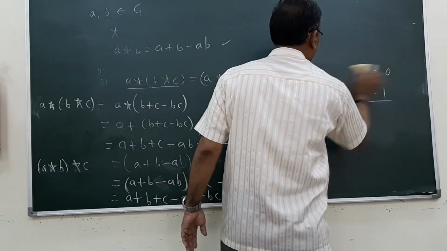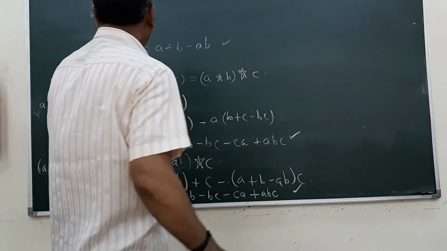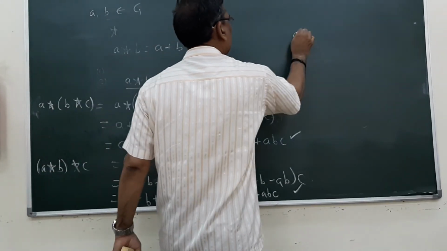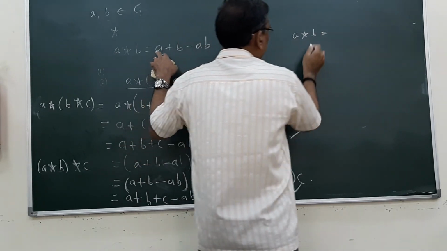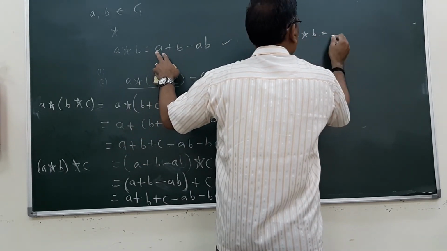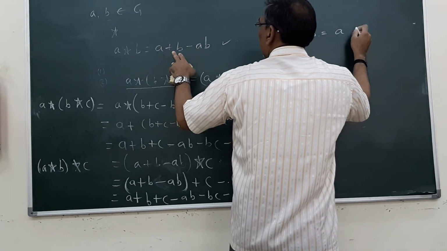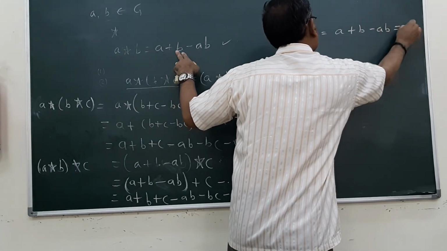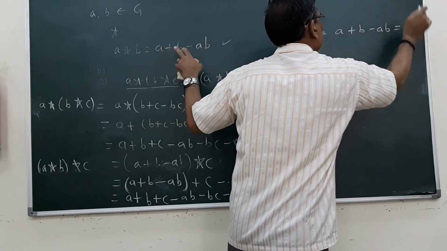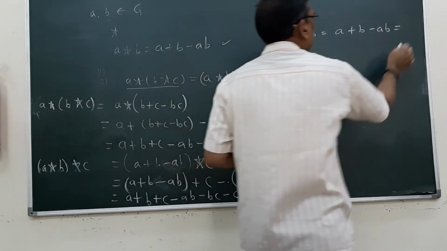What is the inverse of A? A operation B, if B is the inverse of A, then this A plus B minus AB is equal to the identity, say E.